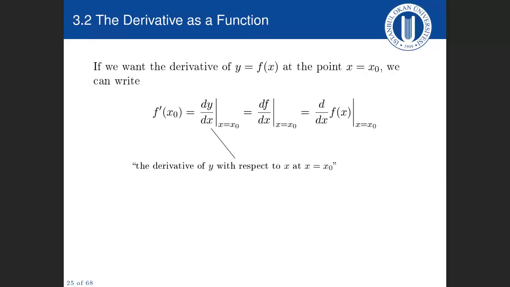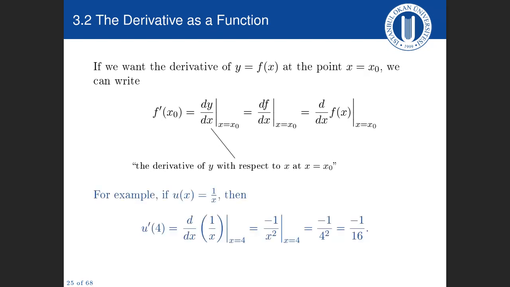If we want the derivative of y is equal to f of x at a particular point, at the point x is equal to x0, we could write it in any of these ways. We could write f prime at x0, or dy dx at x is equal to x0, or df dx at x is equal to x0, or d dx of f of x at x is equal to x0.